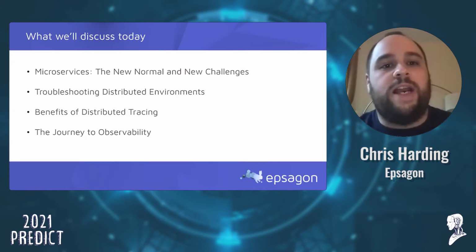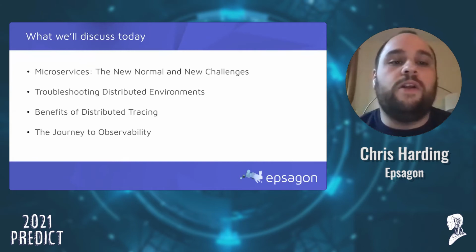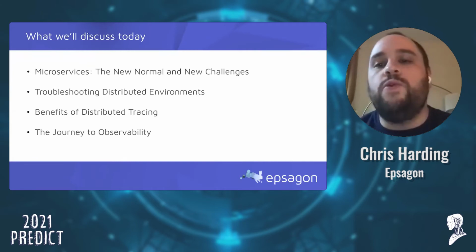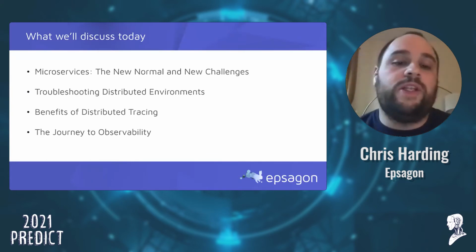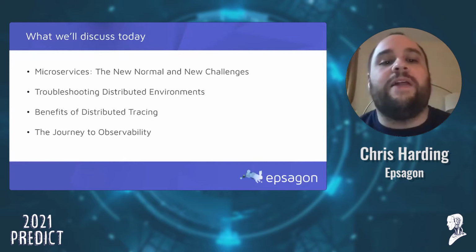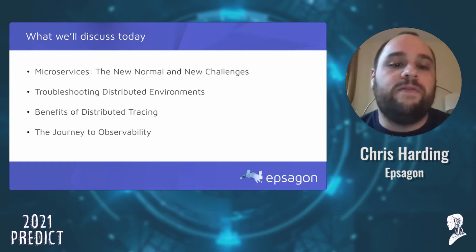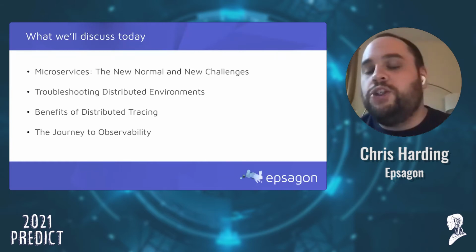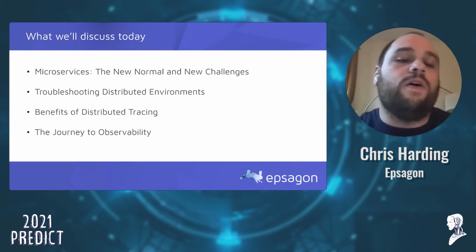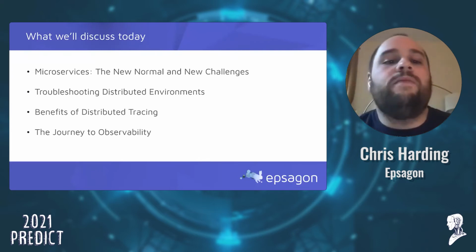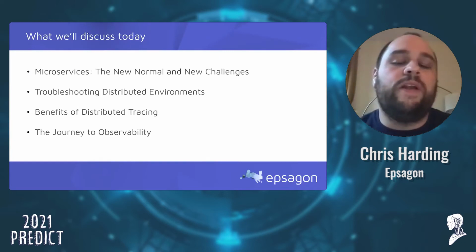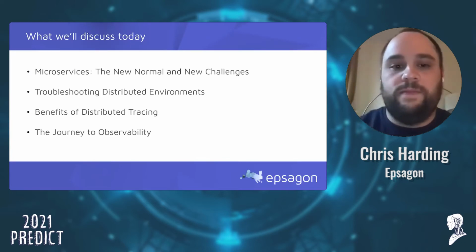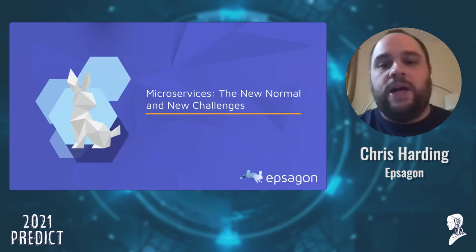All right, great. So just a level set on what we'll be discussing today, we're going to talk a little bit about microservices, right? That new normal, this transition from monoliths to microservices, the benefits of which there are many, as well as the challenges. We'll talk about how you troubleshoot these highly distributed environments. We'll talk about where distributed tracing fits into that overall discussion. And then we'll talk about, for those of you who are in the early stages of looking at observability, what that journey might look like. All right, great. Let's dive right in.